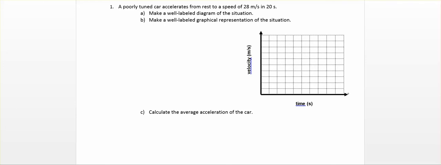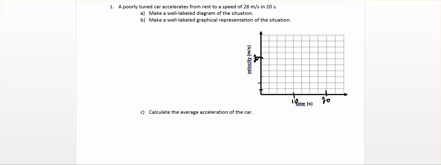So we'll say, let's see, 20 seconds, so 5, 10, 15, 20. There will be 20 seconds. This will be 10 seconds. And it's a velocity versus time graph, so we need to go up to 28 meters per second. So 5, 10, 15, 20, 25, not going to be quite enough. We'll say 5, 10, 15, 20, 25, 30, right here, meters per second.